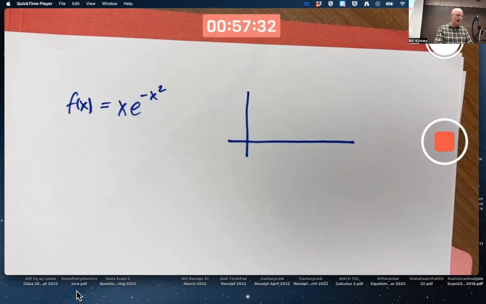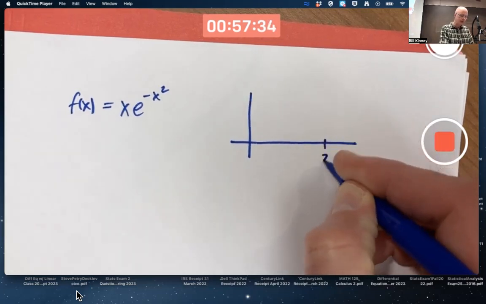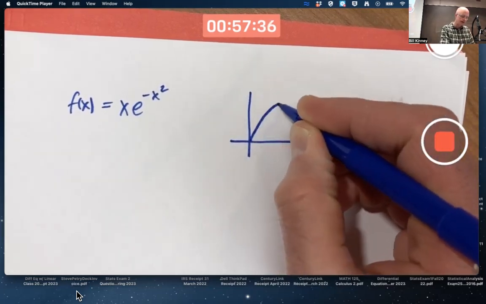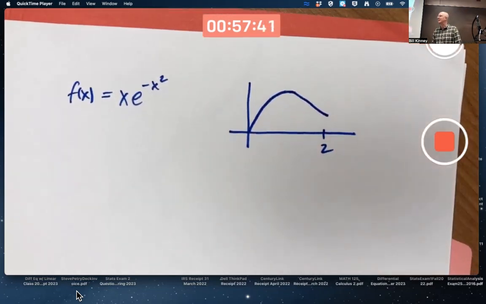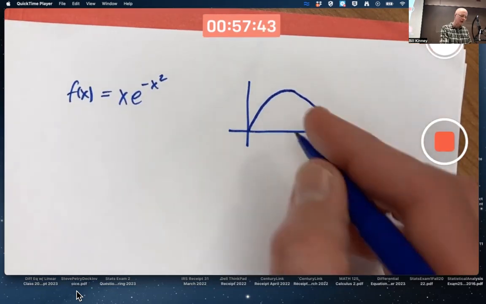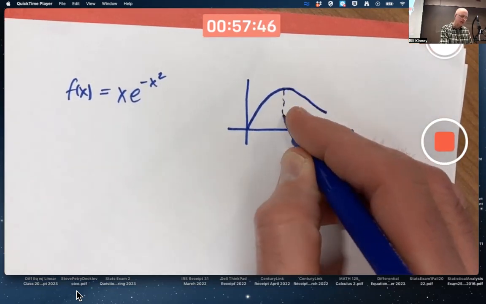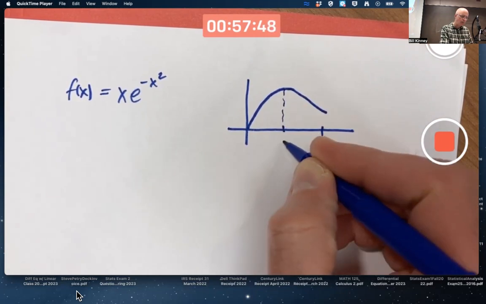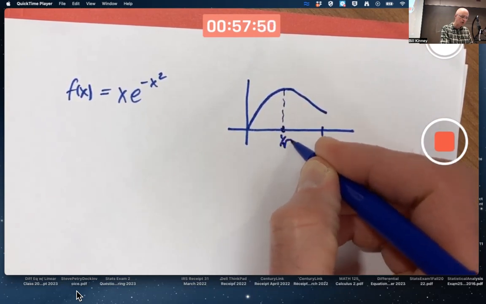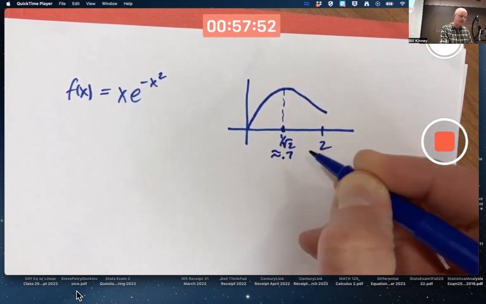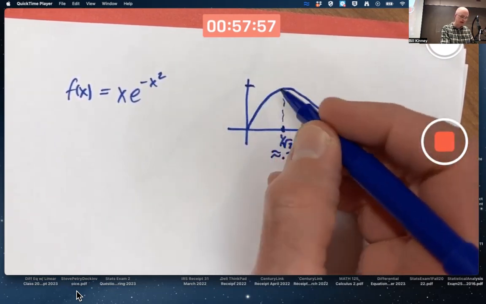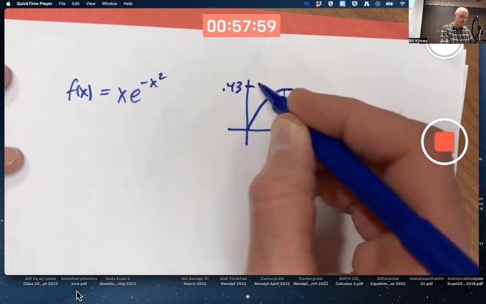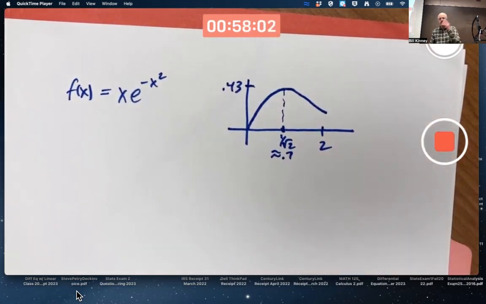If you use your calculator and graph this function over, say, the interval from 0 to 2, you'll get a graph that looks about like this. That's what the graph looks like. It turns out to have a maximum at 1 over square root of 2, which is about 0.7, and the maximum value is close to 0.4. I found it in the last class. It's close to 0.43. Anyway, that's just a little bit of context for what the graph looks like.